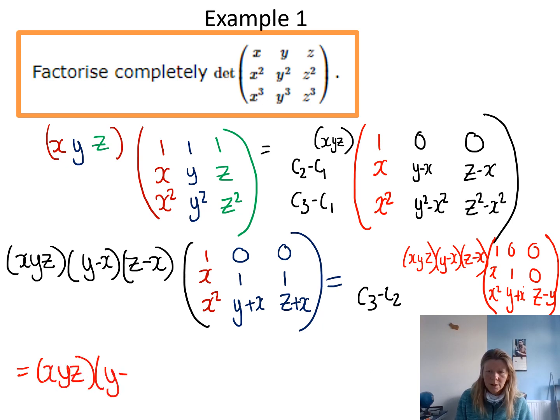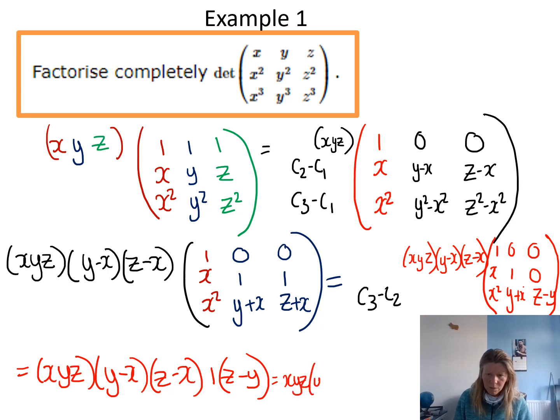Y take x, z take x, and determinant of that thing expanding on that one there will be that times that take nothing times something. So it ends up 1 times z take y. And then you can just forget the 1 if you want. Let's write that one more time: it's x, y, z. Don't need the bracket around that.